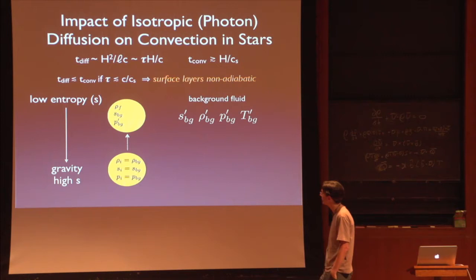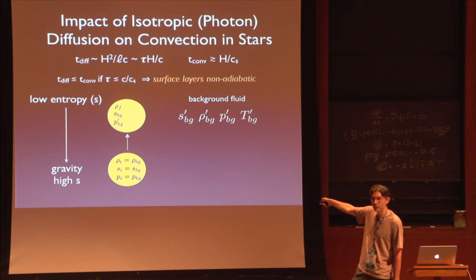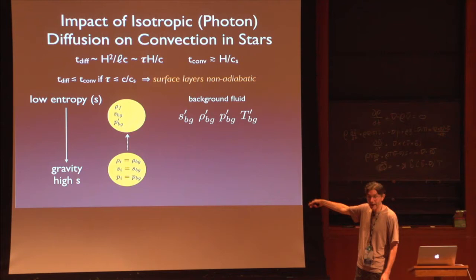But so again, this is the assumption we made before in thinking about convection. We said the entropy, as I move a fluid element from one place to another, entropy is conserved, it's adiabatic, and so the entropy you end up with at your final position is the entropy you start with. That's not true anymore because the motions aren't adiabatic.